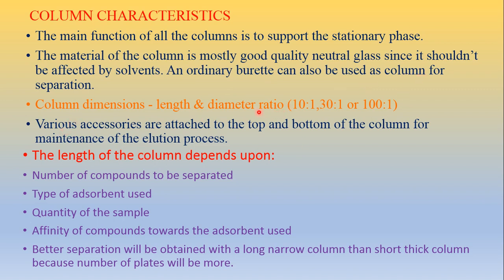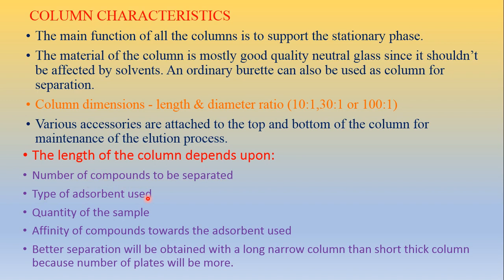Now column dimensions. As I discussed earlier, the length to diameter ratio could be 10:1, 30:1 or 100:1. This ratio can be chosen according to the type of sample we are applying or the type of column we are using. The length of the column depends upon the number of compounds to be separated. If the number of compounds is high, then the length of the column should be high.